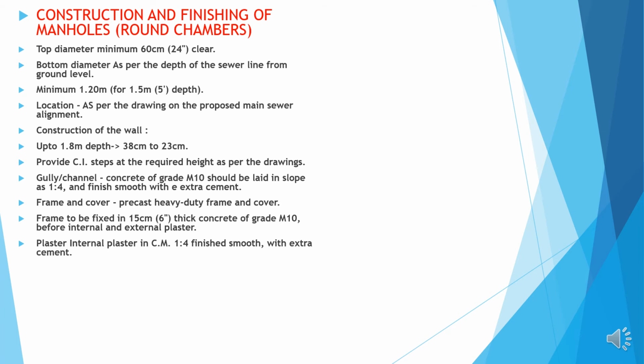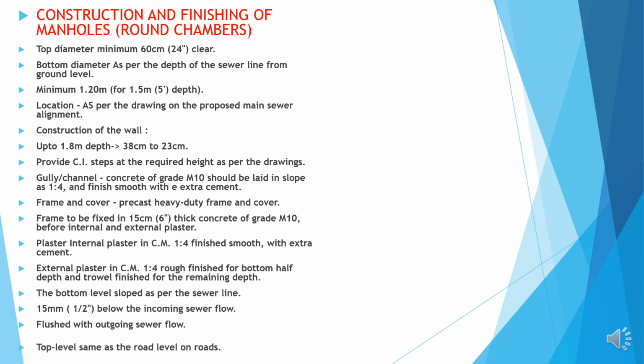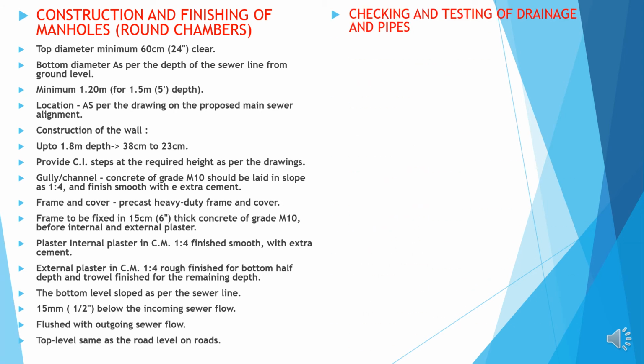Plaster should be internally and externally 1:4 with a waterproofing treatment inside. The bottom level sloped as per the sewer line, 15 centimeter below the incoming sewer flow, flushed with the outgoing sewer flow. Top level as per the road level or as per the network.